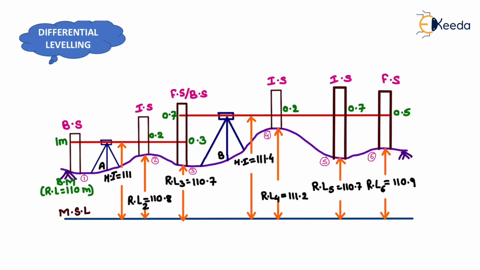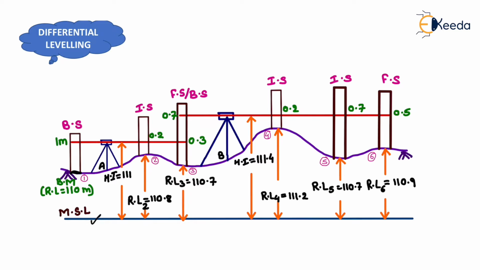okay, for which we had taken this diagram in which a particular area is taken and we want to compute the elevation of station 1, 2, 3, 4, 5 and 6, for which we will place the instrument at instrument station A and instrument station B, okay. Now the first point which we had taken, that is this point, is known as benchmark because its RL is already known from the mean sea level.